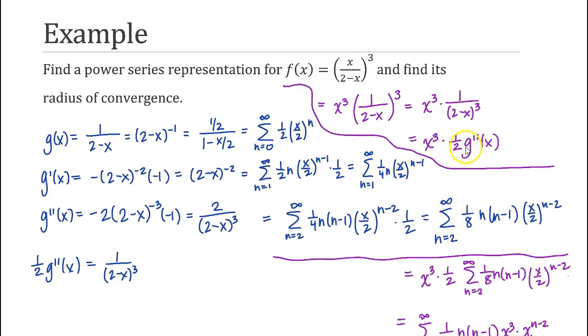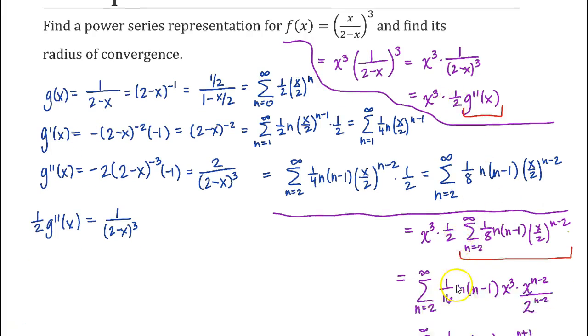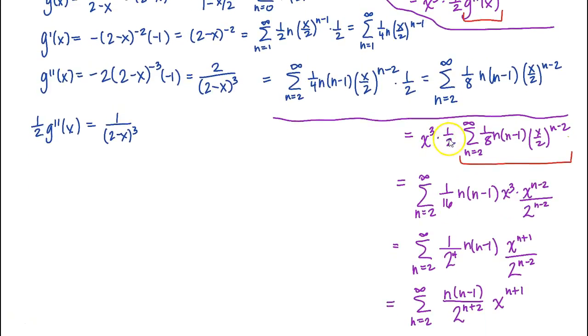We replaced g of x, so this g double prime of x, with this g double prime of x right here. And then we distributed in the 1/2 x cubed and then just cleaned it up a little bit. So all of this is equal to f of x. This is the power series representation.